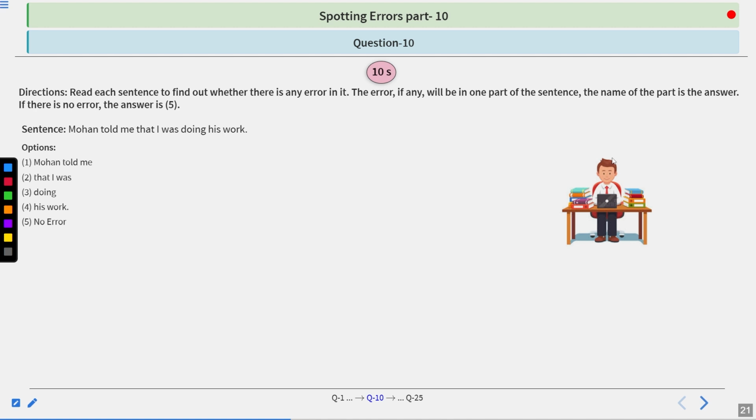The sentence is Mohan told me that I was doing his work. Options are given below. You have 10 seconds to spot the error.